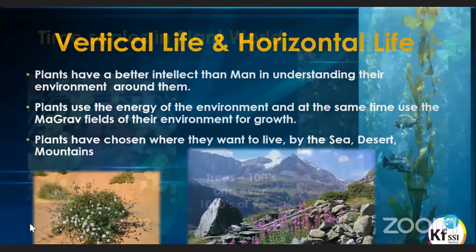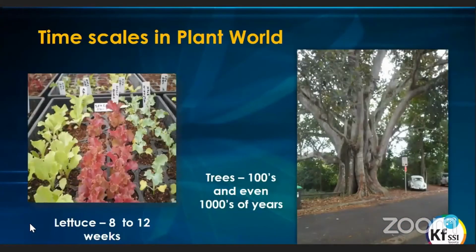And plants also have different time cycles, time scales, whereas the lettuces and vegetables that we grow have maybe an 8, 12, 16-week cycle. But we've seen trees that are hundreds of years, even thousands of years old. So all the different plants and creatures in the plant world live on a different time scale. So we need to understand that their time scales are far different to us as human beings.